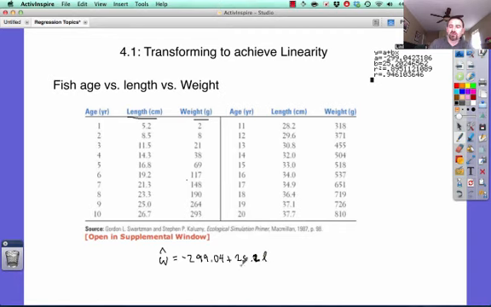Typically we go to 3 decimal places, but for the purposes of this, I'm going to stick with 2 just to make the explanation quicker. So weight hat equals negative 299.4 plus 25.2 times length, and we have an r squared. Remember, this is the percent of variability in weight that can be explained by the least squares regression line of length on weight. R squared is 0.895, so that's pretty good. 89.5% of the variability can be explained.